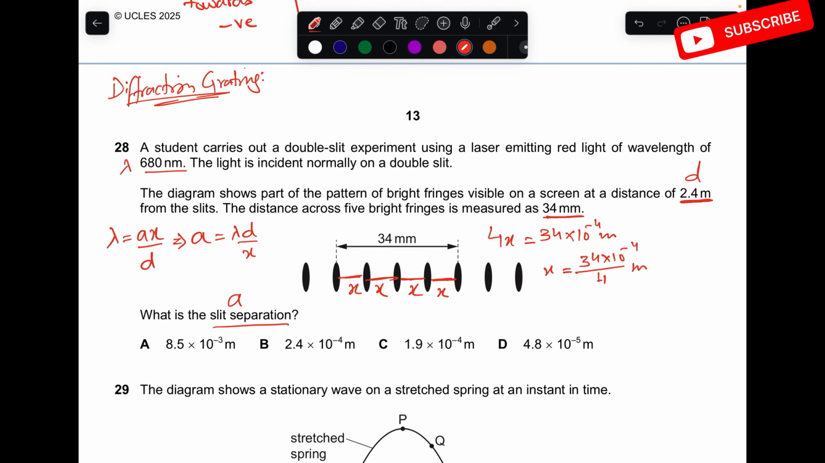And what else do I need? That's it. Now I just have to put the values into this relation. A is equal to lambda, which is 680 nanometers, 10 power minus 9, multiplied by D, that is 2.4, divided by this whole expression, 34 into 10 to the power minus 4 over 4. I'm directly putting the values. Doing the calculation, you will get 1.9 times 10 to the power minus 4 meters. Option C is correct.